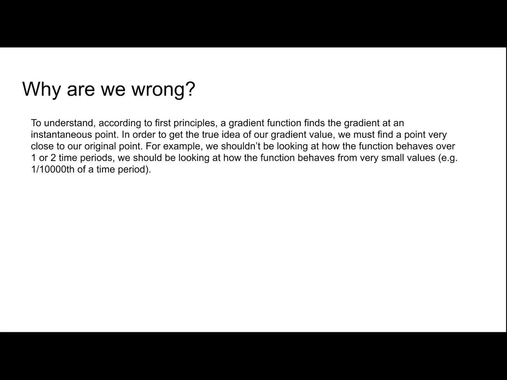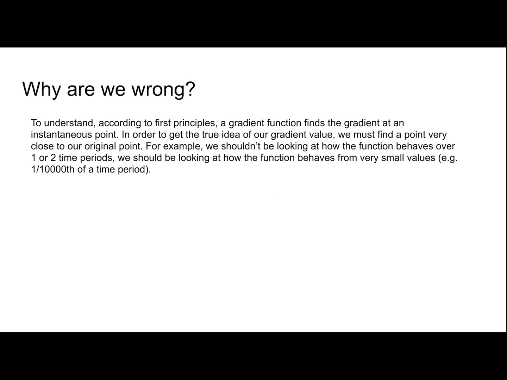So in order to get the true idea of our gradient value, we must find a point very close to our original point. For example, we shouldn't be looking at how the function behaves over 1 or 2 time periods. We should be looking at how the function behaves from very small values, so maybe like 1 over 100th of a time period. Because the smaller the change in the time value, the more accurate it is, because it is a smaller distance away from our original point in time. Because we're trying to find the instantaneous one.